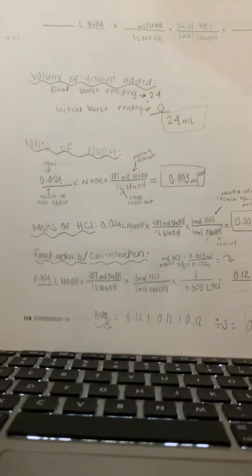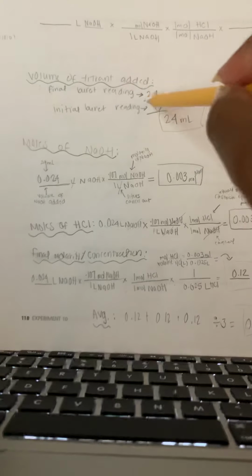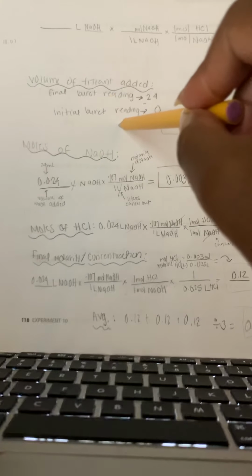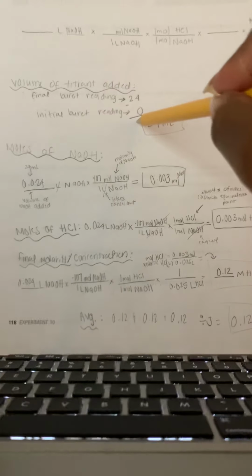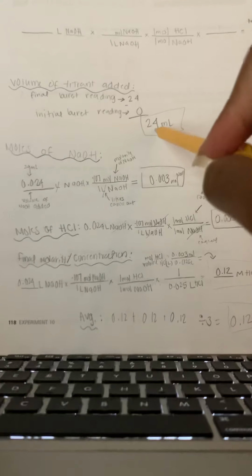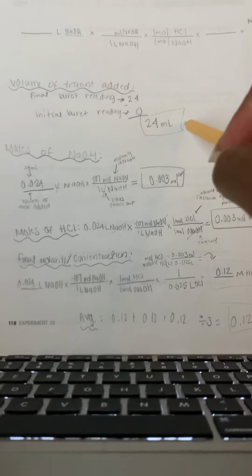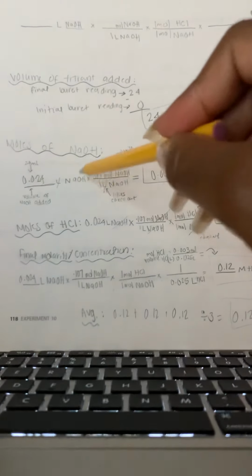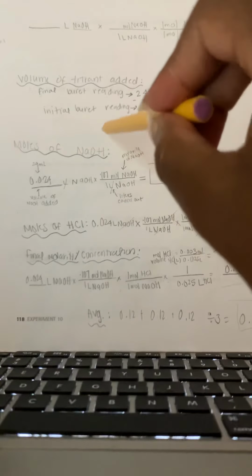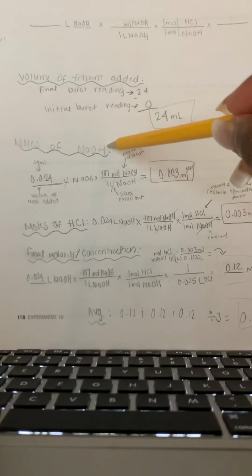We just take the final burette reading, which was 24 milliliters, and subtract the initial burette reading, which was 0. That gives us 24 milliliters. Okay, easy. Now I'm going to show you how to calculate the moles of sodium hydroxide.